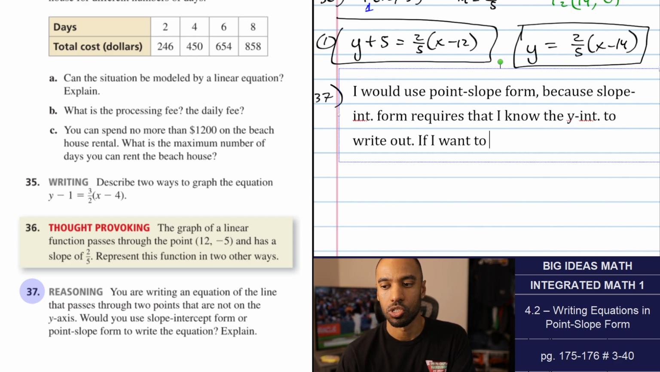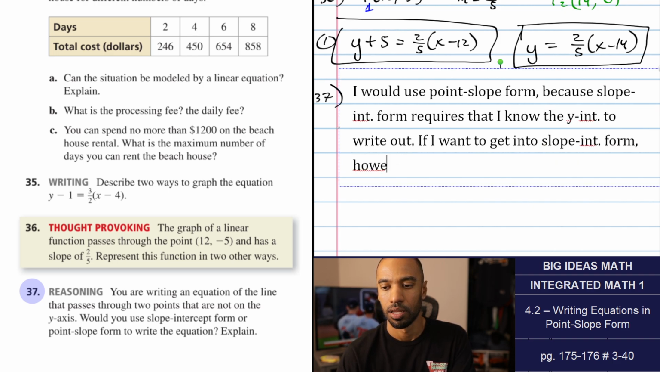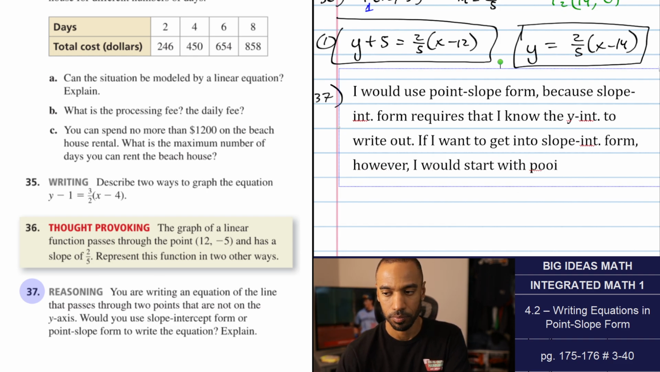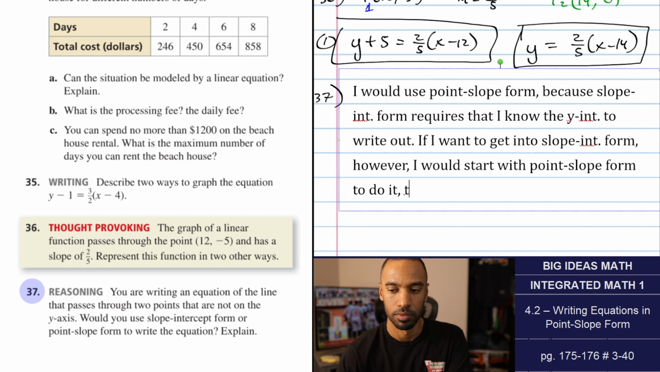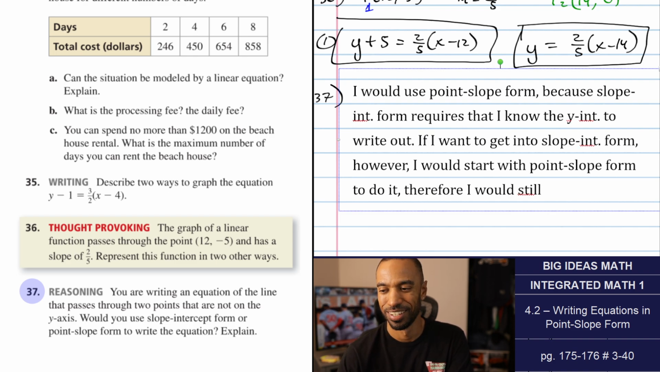If I want to get into slope-intercept form, however, I would start with point slope form to do it. Therefore, I would still prefer point slope form.